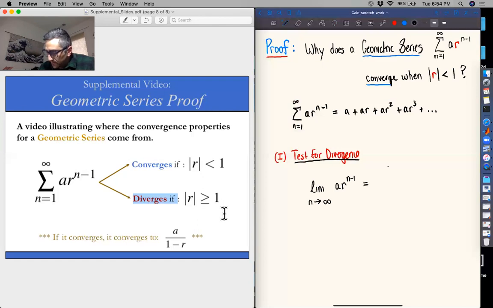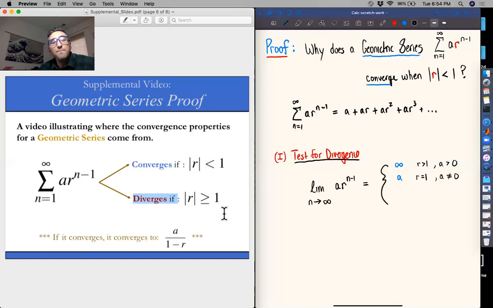But if we actually look at this limit, it is going to display a couple different properties. So for example, if r is greater than 1, basically what we find is this limit is infinity, if a is greater than 0 as well. Now, what happens if r is equal to 1? Well, in this case, we just have a times 1. As n goes to infinity, this limit's just going to be a. And of course, we're assuming that a doesn't equal 0. Otherwise, we just have a series of constant zeros.